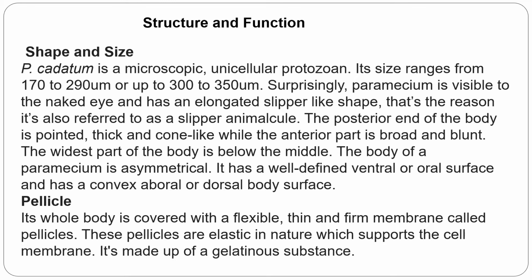As mentioned earlier, it is shoe-like. The posterior end of the body is pointed, thick and cone-like, while the anterior part is broad and blunt. The widest part of the body is below the middle. The body of a Paramecium is asymmetrical. It has a well-defined ventral or oral surface and a convex aboral or dorsal body surface.